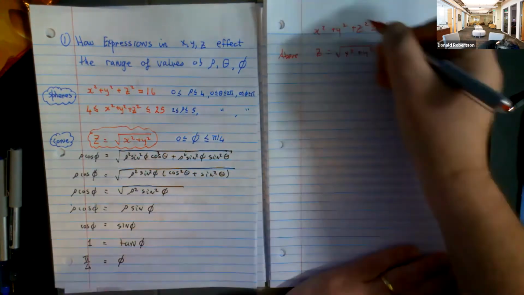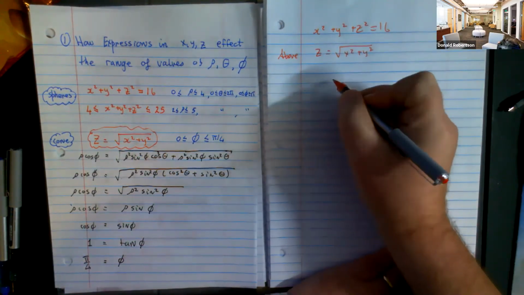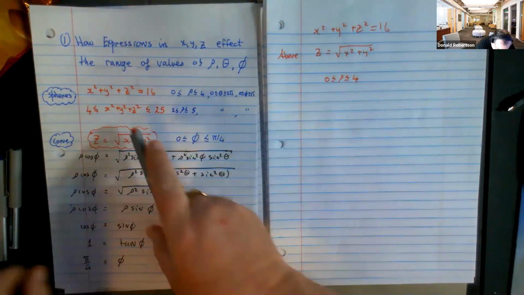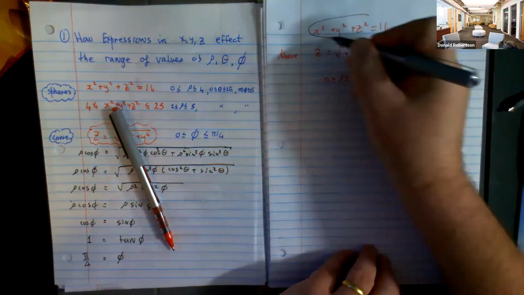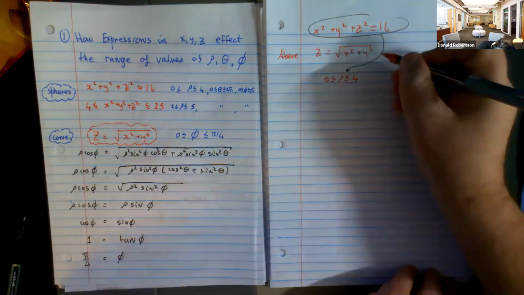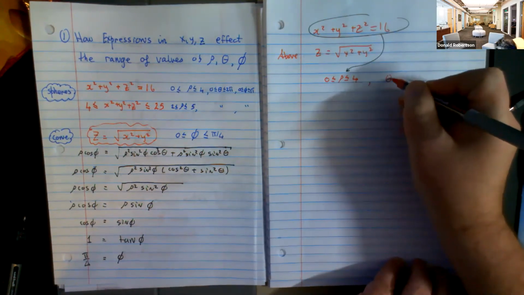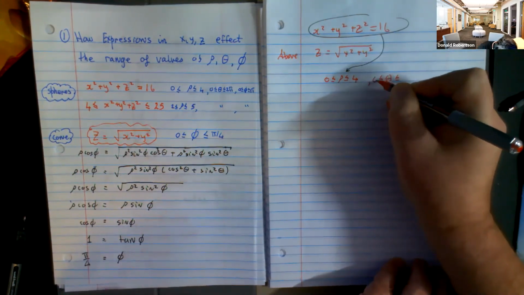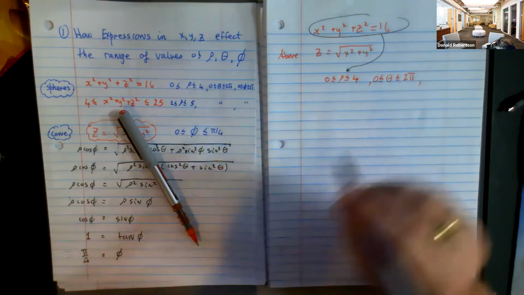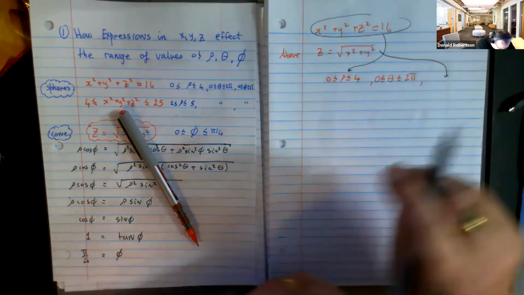You put those together, what you get is that rho is between 0 and 4, which is what that is essentially telling you. Theta has got nothing happening to it, so we keep it still. And this gives you the phi restriction.